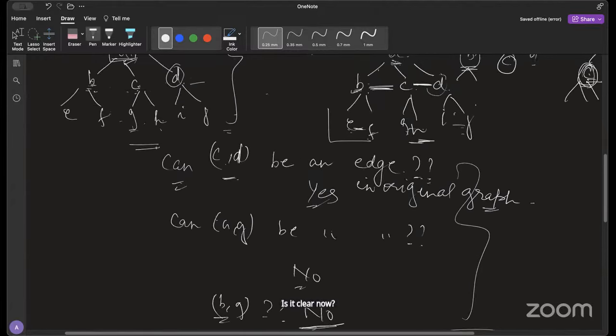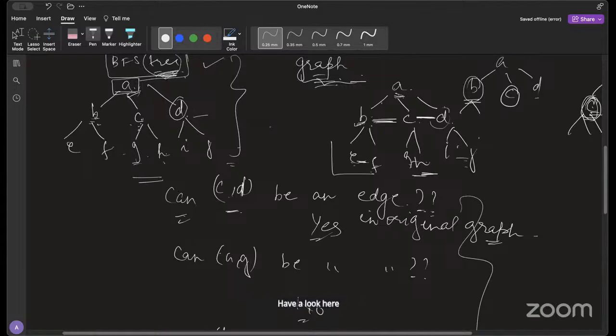Now can CF be an edge? Have a look here and tell me, can CF be an edge or not? CF cannot be an edge. Why can't CF be an edge? You have already explored F, you have already visited F via B. F could also be under C, right? If you have an edge here, then what's the problem?